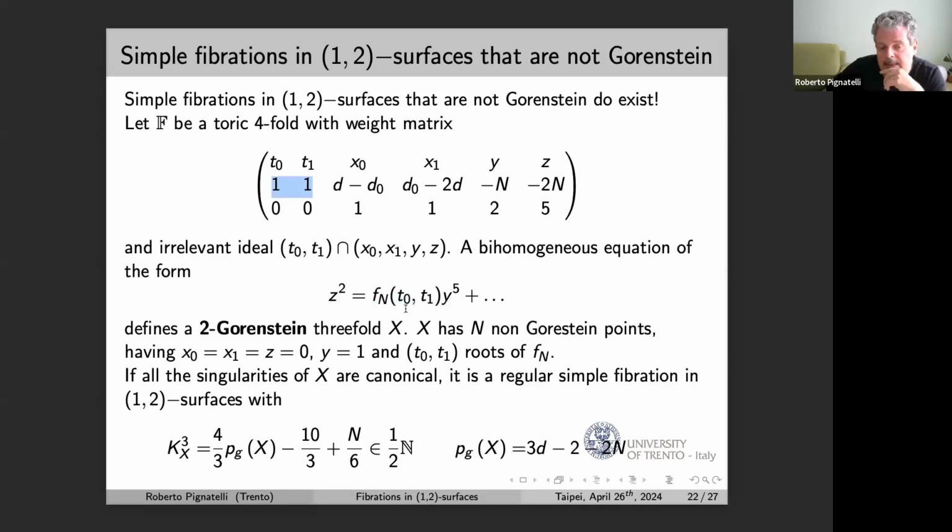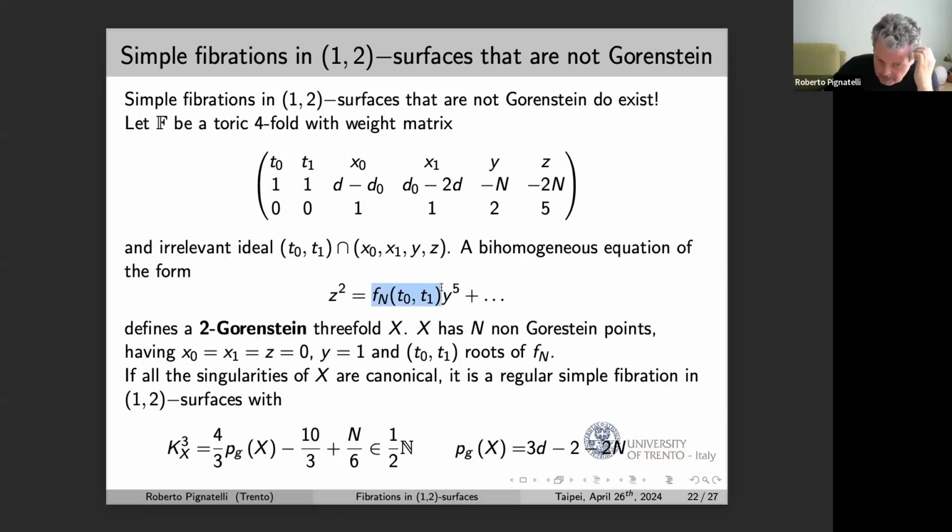And so what happens now, if you take such an equation, is that your divisor is no longer contained in the smooth locus of the fourfold. Because if you take x0, x1, z equal to 0 and y equal to 1, you get one of these two sections of singular points in my fourfold. And my threefold intersects it exactly at the zeros of this polynomial.